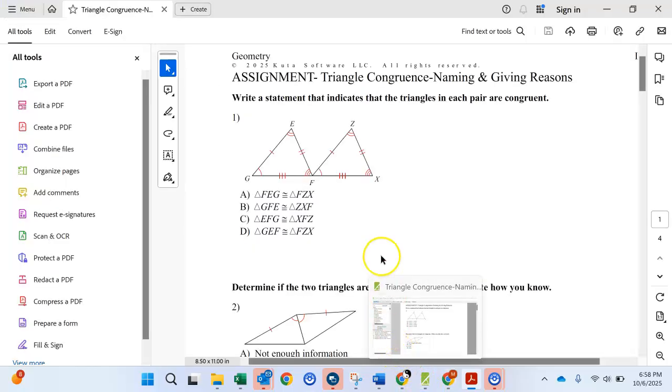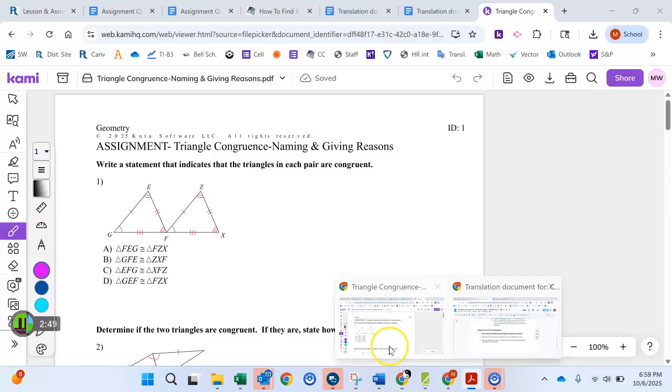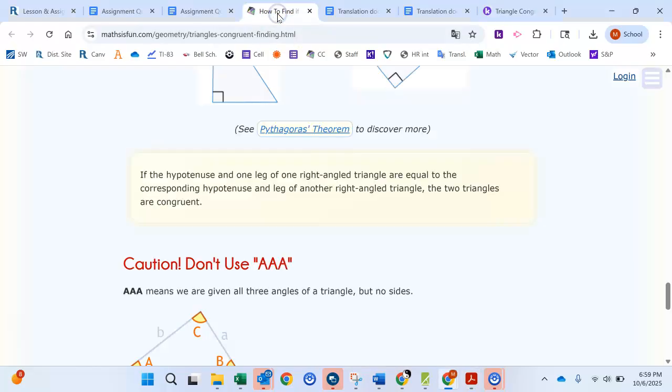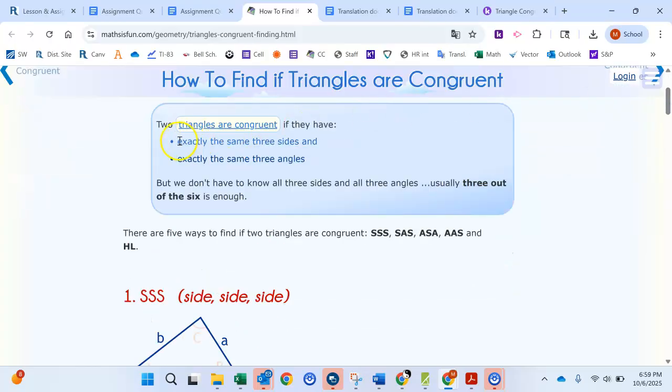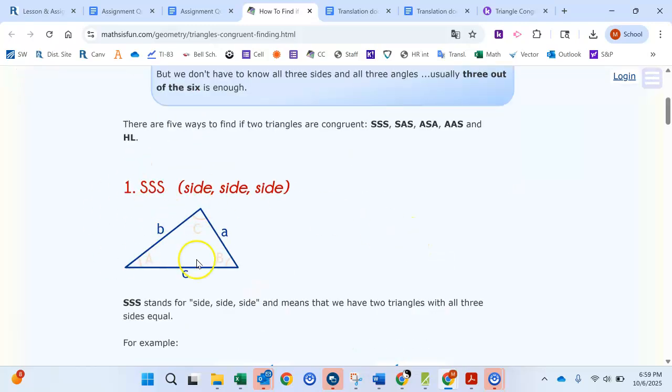All right, so now that we've got it in Kami, the one thing I want to review is why triangles are congruent. Let me go back to this document over here. Triangles are congruent if they have exactly the same 3 sides and exactly the same 3 angles. So there are different ways to designate this. The letters outside are the length of the side, how long. This is how long, this is how long. The letters inside are the angles, marked by these angle symbols right here.